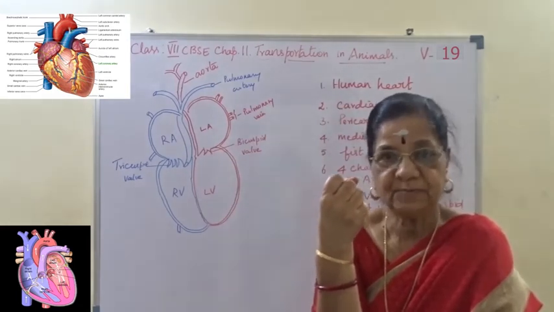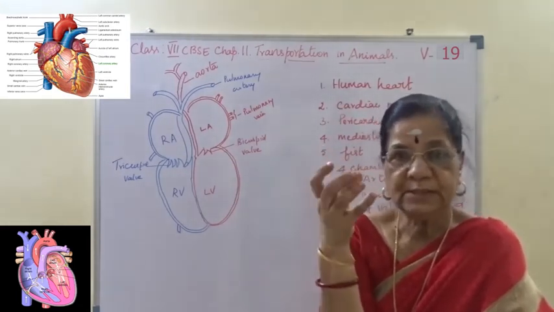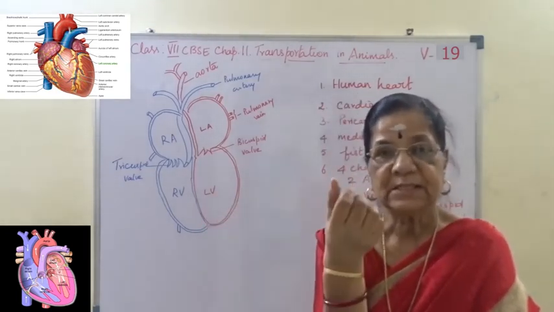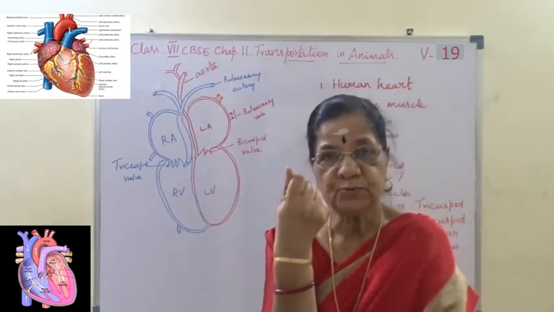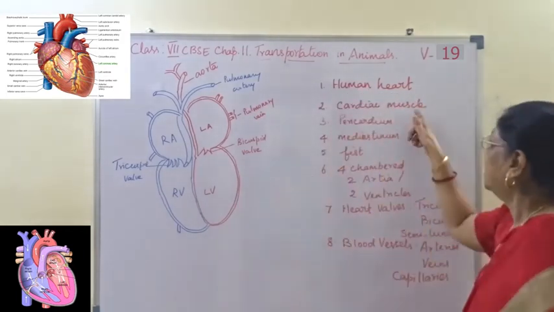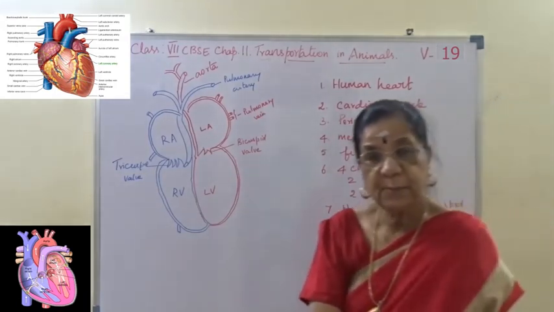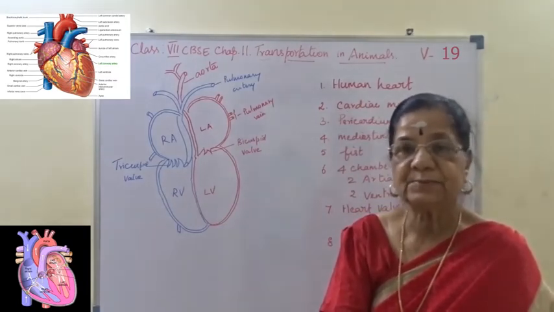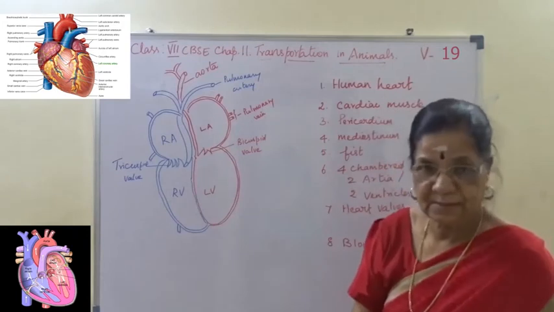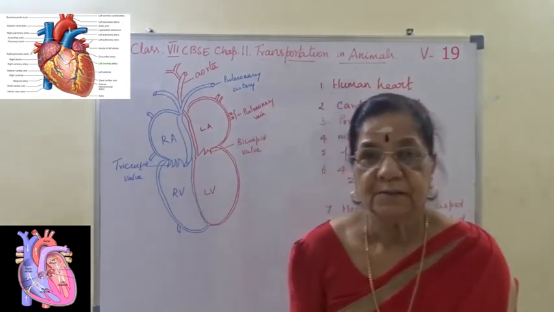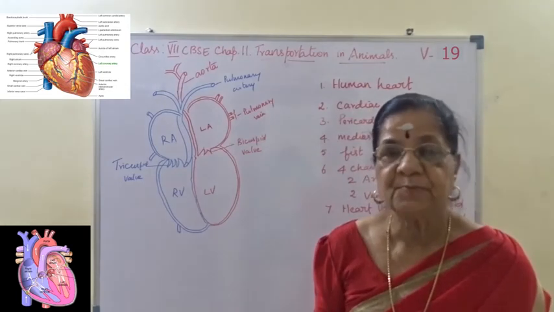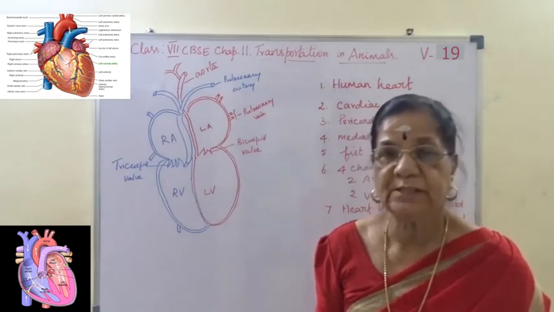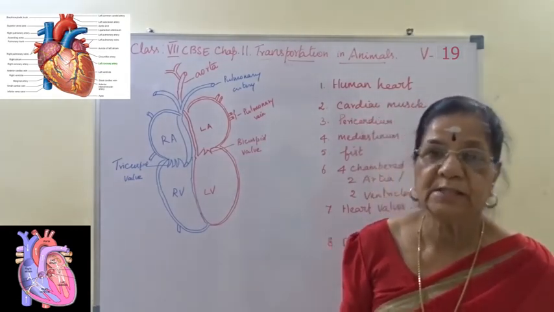I hope you understand. So the human heart is located in the mediastinum position in between the two lungs. The size of the heart is one's own fist. Okay. And then the heart is made up of cardiac muscle. It is a muscular organ formed of cardiac muscle, because as we say, muscles are of three types: skeletal muscle or voluntary muscle, involuntary muscle, and the third one is cardiac muscle.